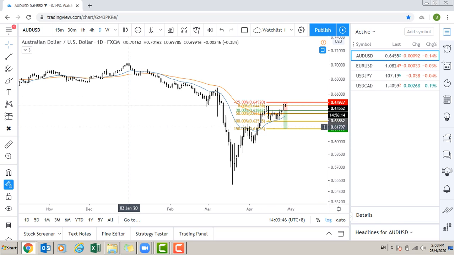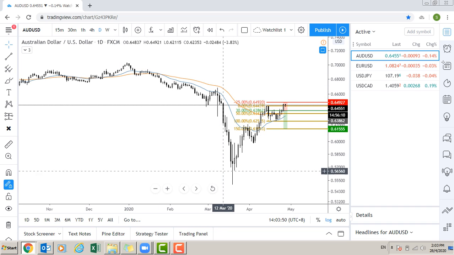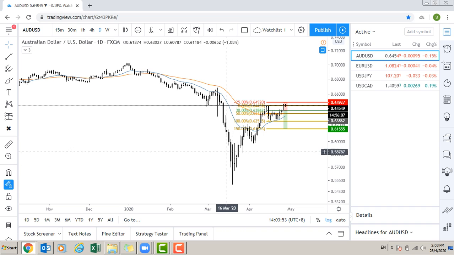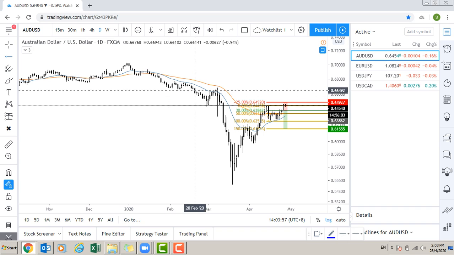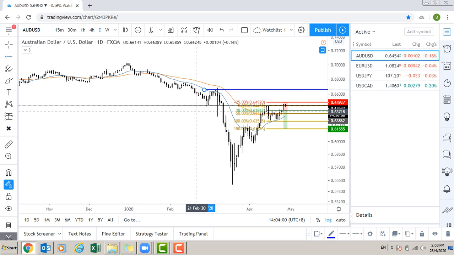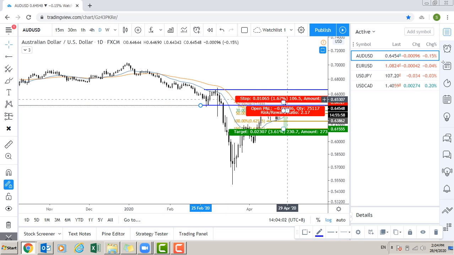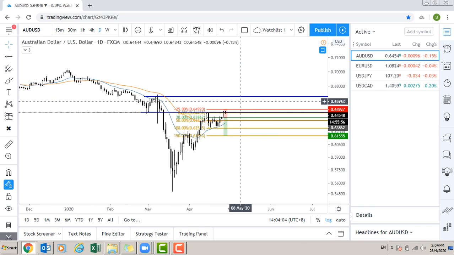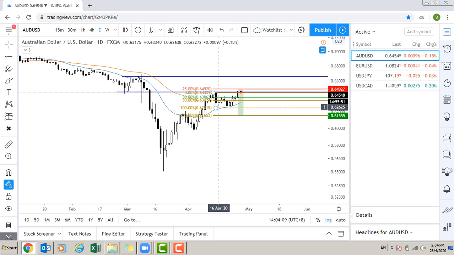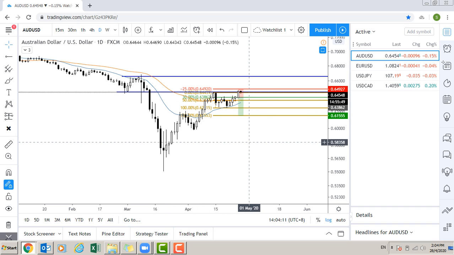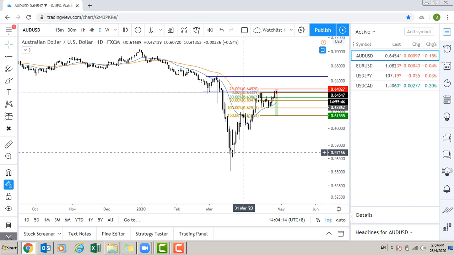I need to identify what the trend is. For example, the Aussie dollar is overall in a downtrend, and we can see the lower low, lower high pattern, and the previous high hasn't been broken. Even though we can see a short-term higher high, higher low pattern, if we look at the bigger picture, we can see it's actually in a downtrend.